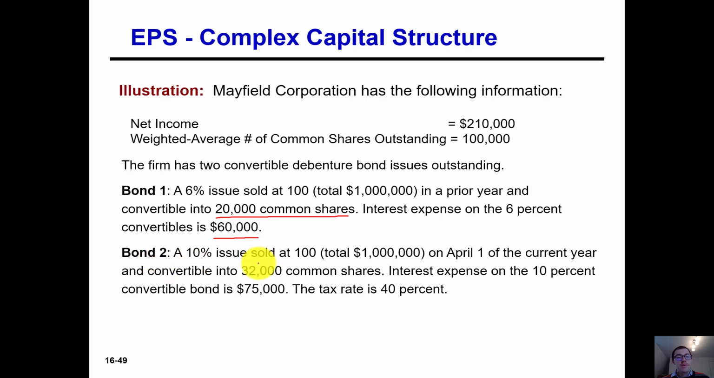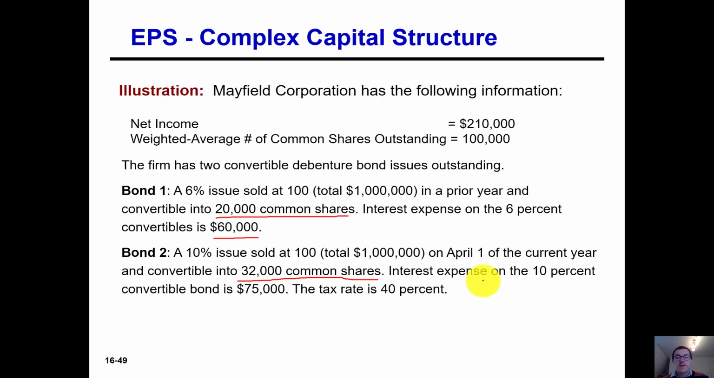Bond 2, a 10% issue sold at 100, so sold at par again, on April 1st. It's $1 million total of the current year. So this one's issued in the middle of the year. All right. It's convertible into 32,000 common shares.